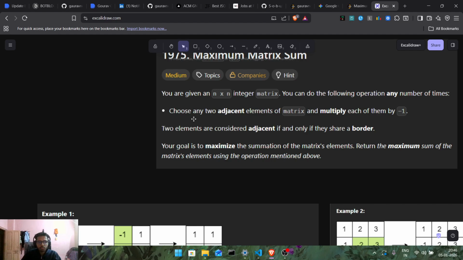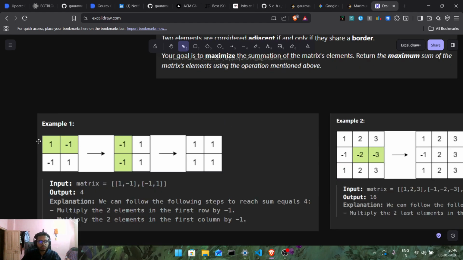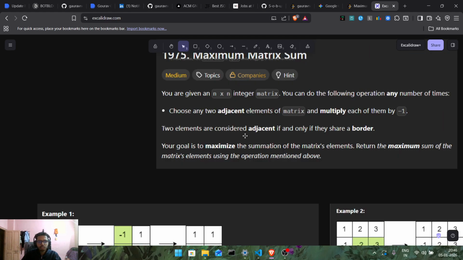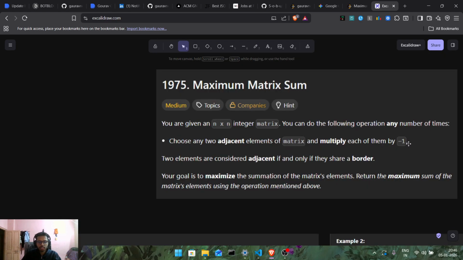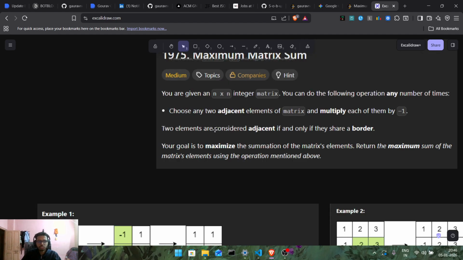So choose any two adjacent elements of the matrix and multiply each of them by minus 1. We need to multiply each of the adjacent elements by minus 1, not only this element. Like you can't take only this element and multiply it by minus 1. You have to take both of these and multiply them by minus 1. So this is the operation we are allowed to perform to reach a certain conclusion. So what is the conclusion now?